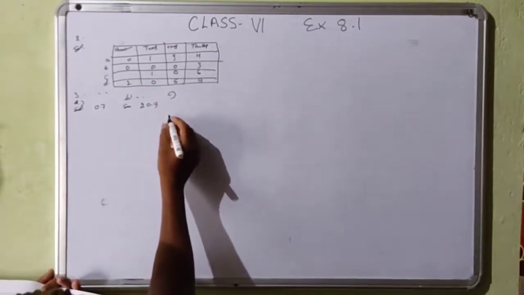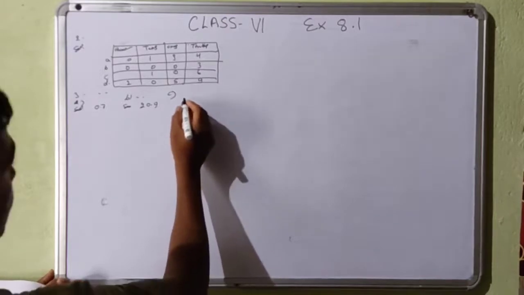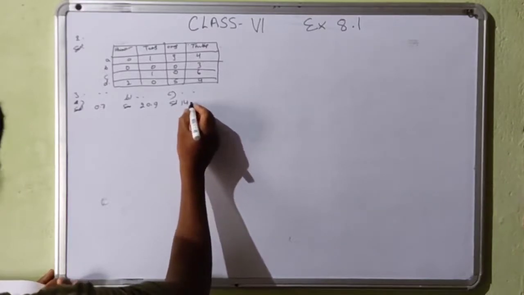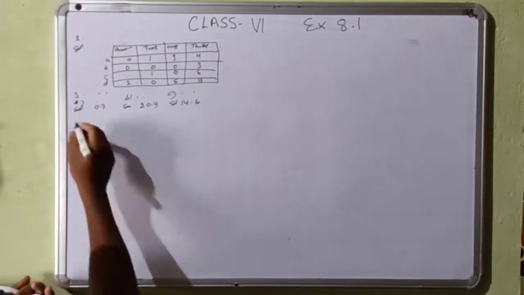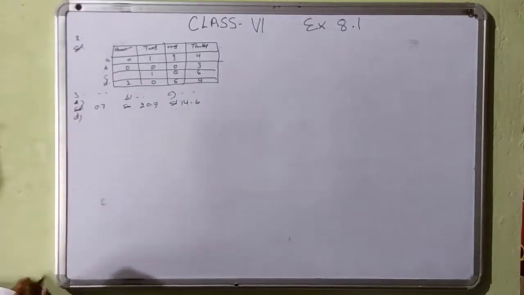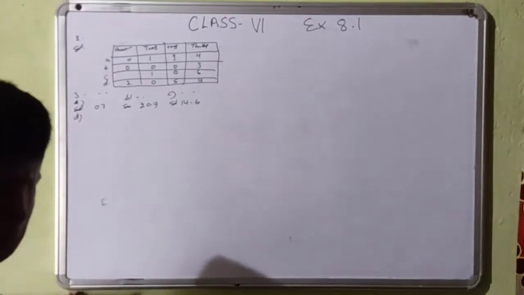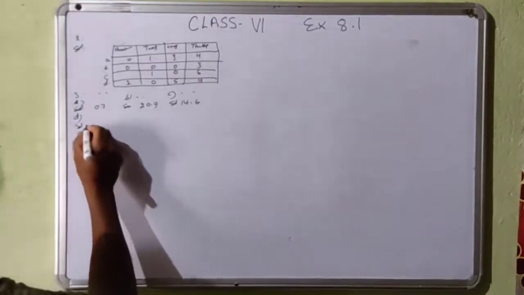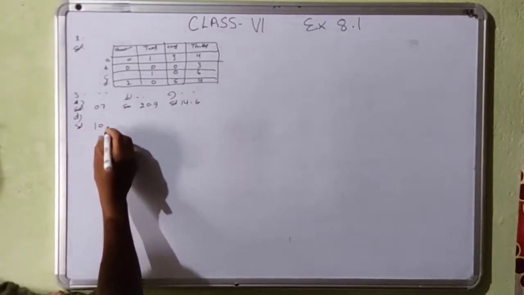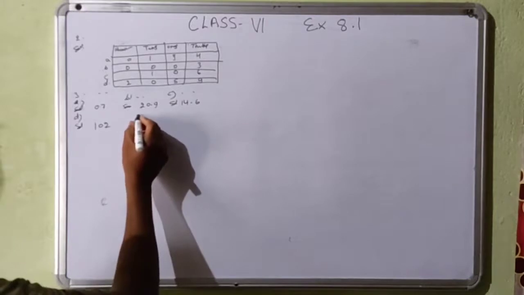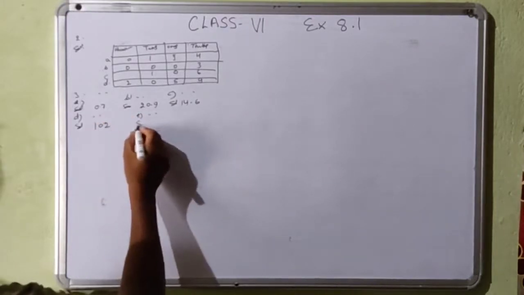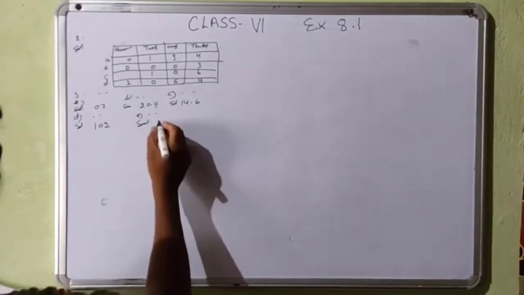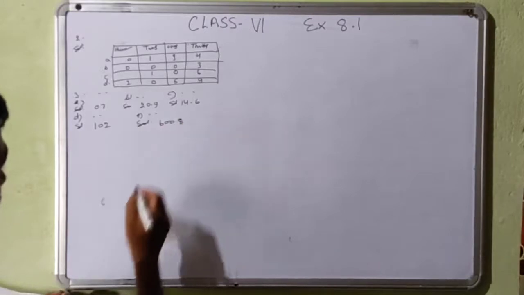C part, that is 14.6, and that 6 is the decimal. D part, 100 and 2 ones. So that will be 100 and 2 ones, it means 2. E part, solution: 600.8, that will be 600.8.